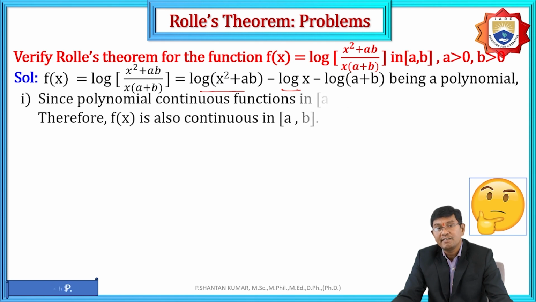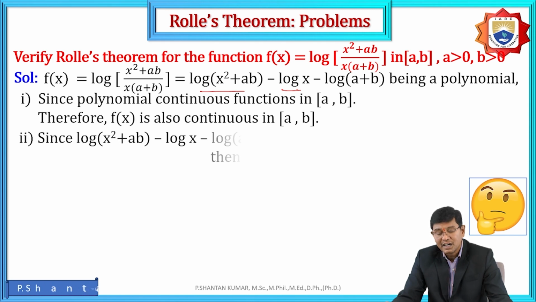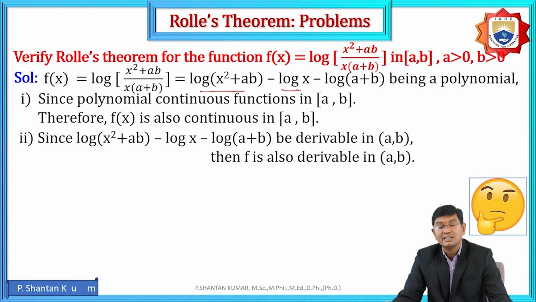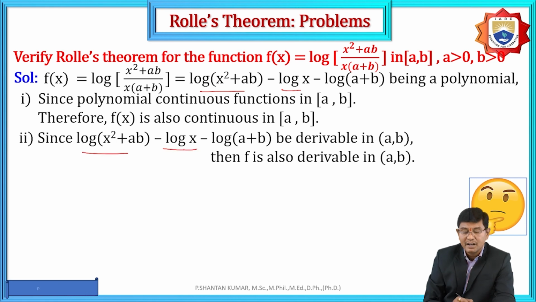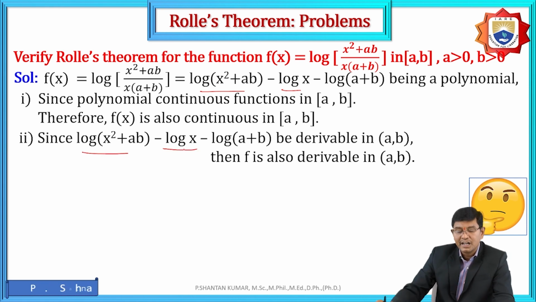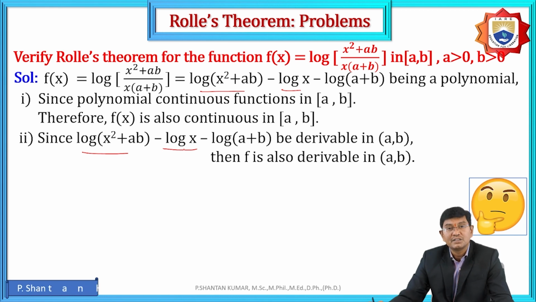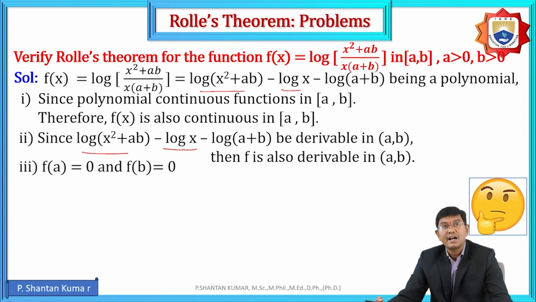And again, it is derivable. The derivative of log of x squared plus ab minus log x is 1 by x. That means the derivative exists, and it is clearly understood that at a particular point it is a derivable function.